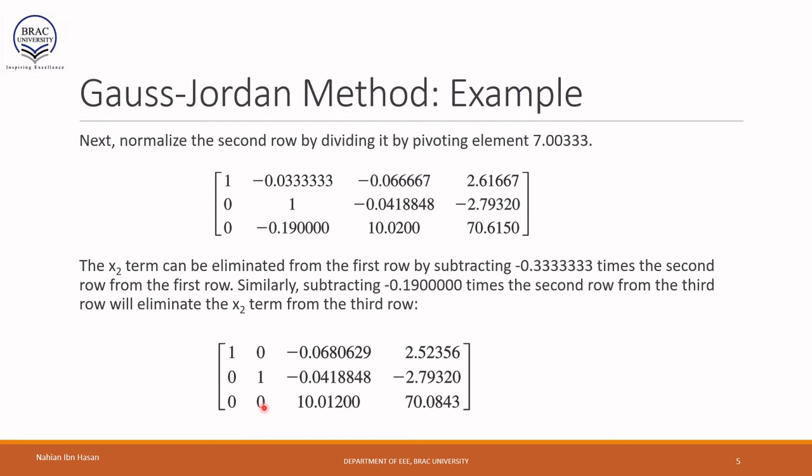Also, since we are using the Gauss-Jordan method, we need to eliminate all the off-diagonal elements. That means we need to eliminate this term, minus 0.033. This is also an off-diagonal element. So how are we going to do that? We are just going to multiply the second row by this minus 0.0333 term, and then subtract the second row from the first equation. As a result, this term will become 0. So in this way we eliminate all the off diagonal elements.